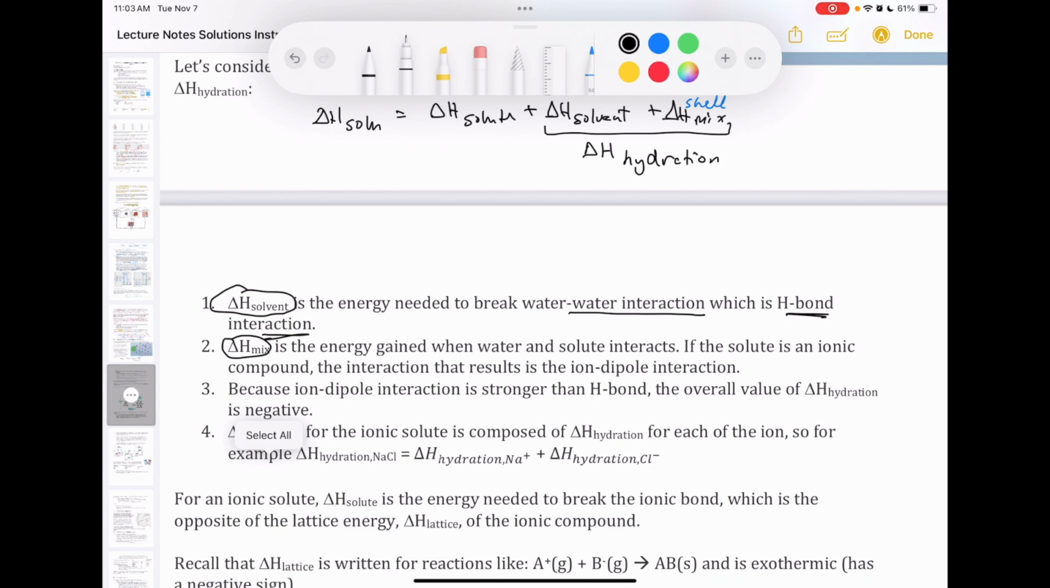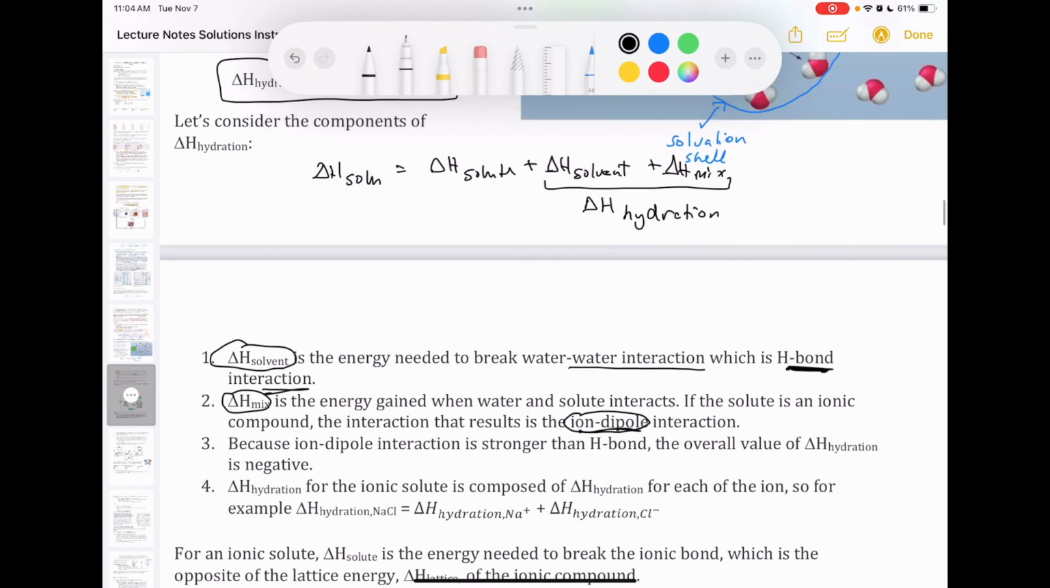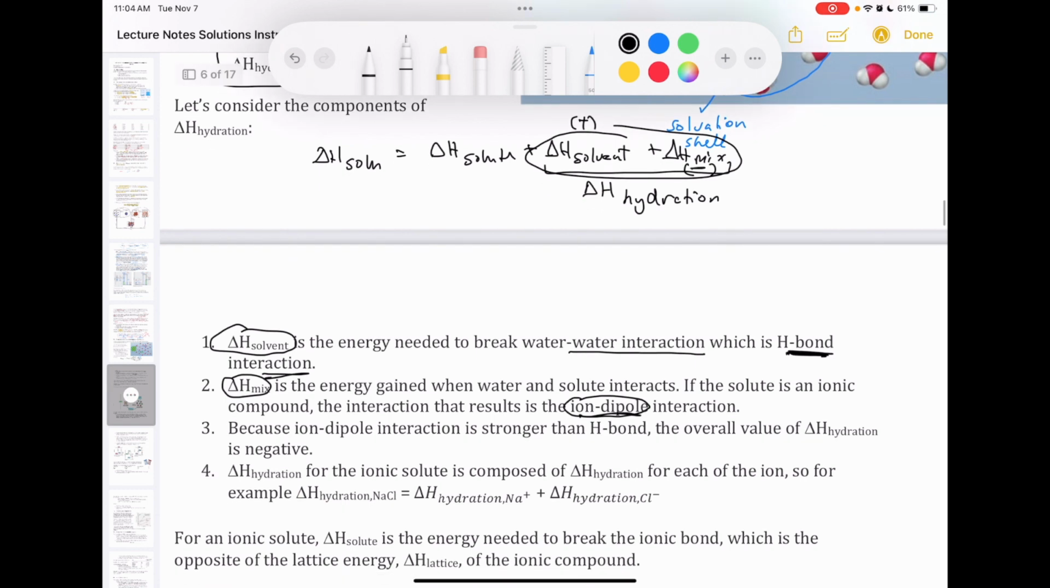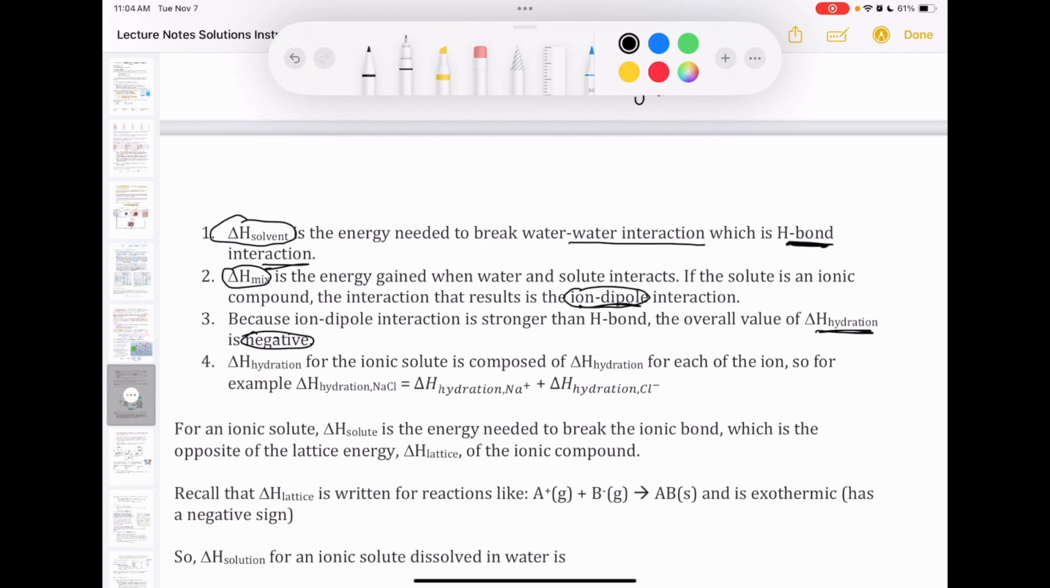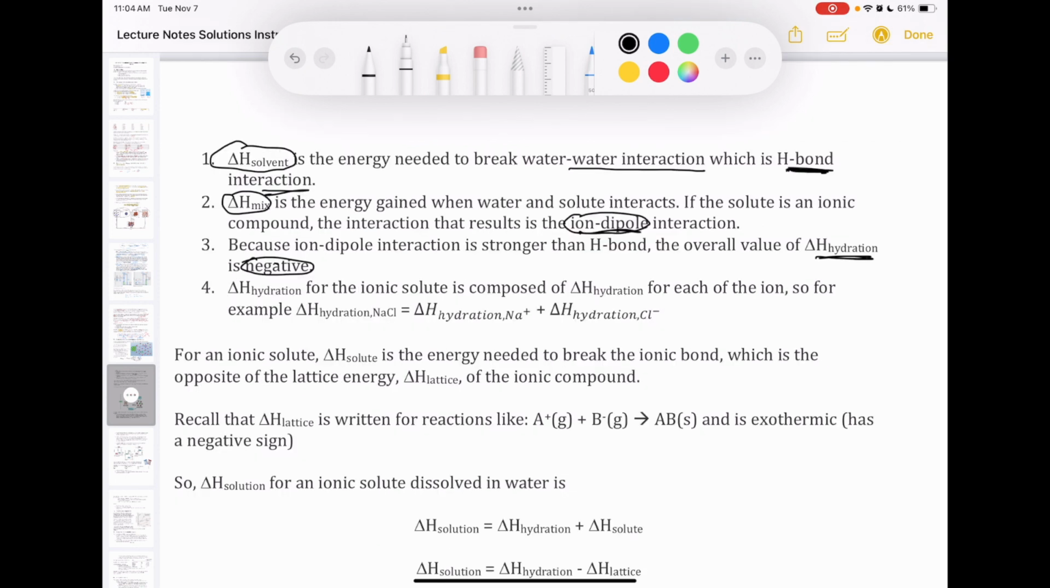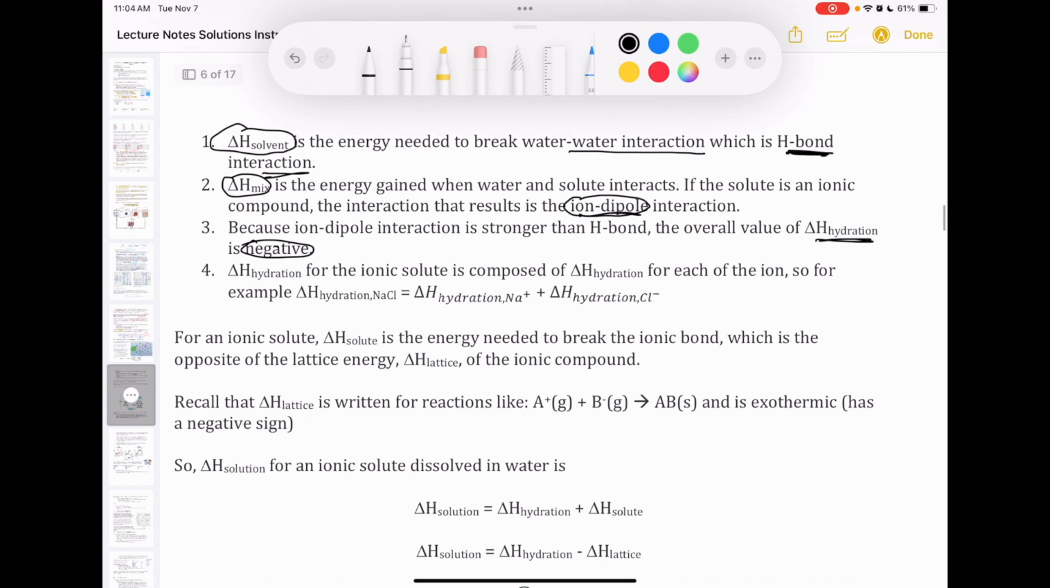So remember from Gen Chem 1, this is what we refer to as an ion-dipole interaction, which is a stronger interaction than the hydrogen bond interaction. Because ion-dipole is stronger than hydrogen bond, that means when you add these two numbers together, this delta H of solvent is positive, delta H of mix is negative, but the negative is bigger than the positive, so the overall delta H of hydration also becomes a negative number, okay? Again, the interaction you gain ends up overcoming the interaction that you have to break. Okay. Now, if you have multiple ions, then the delta H of hydration for the entire solute would just be the sum of the delta H of hydration of the separate ions that you have.